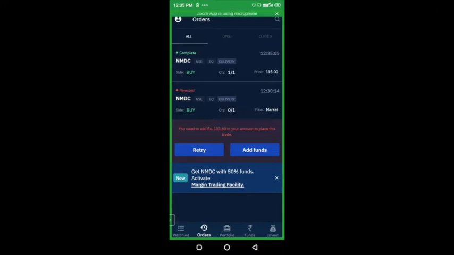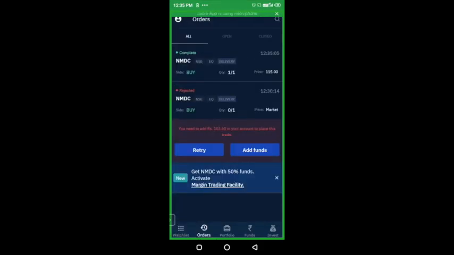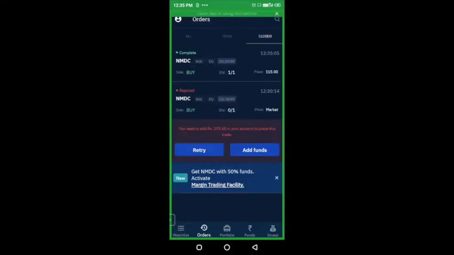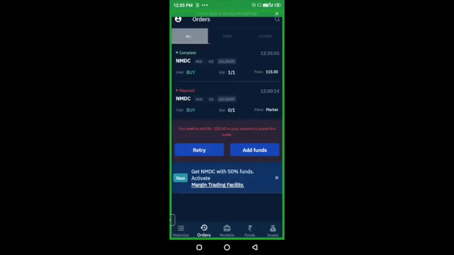Now under the orders section you can see these orders. This is watch list, this is orders. My order is complete, so it is closed. If it is not executed, it will be here under the open section, but it is executed. At the price I mentioned, there was some buyer and they sold it at 115, so I have bought it. My trade is completed, that's why it is under closed section.